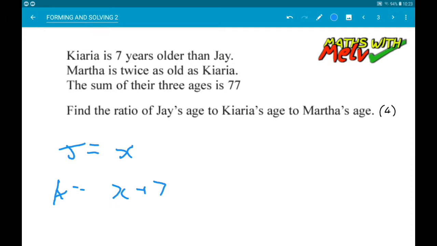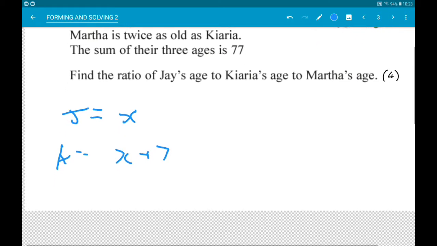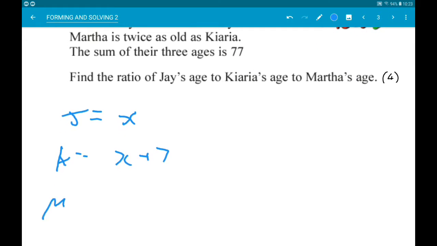Then we know that Martha is twice as old as Kira. So Martha is going to be 2 times Kira's age. So 2 times x add 7. So that's 2x add 14.